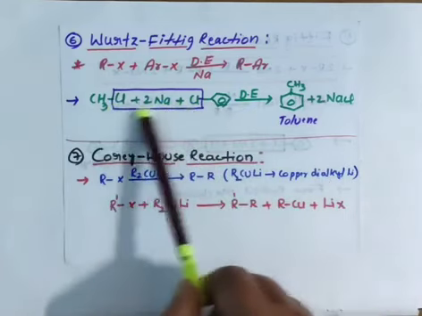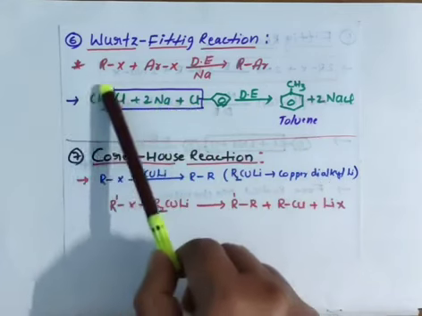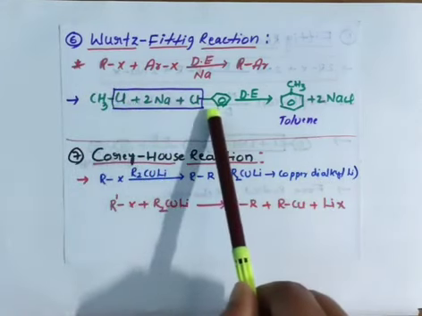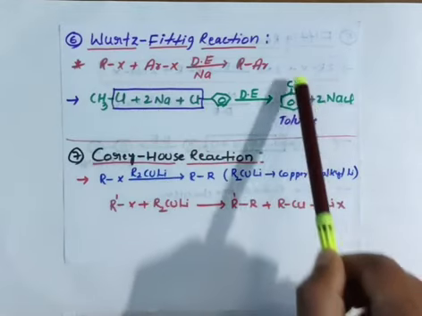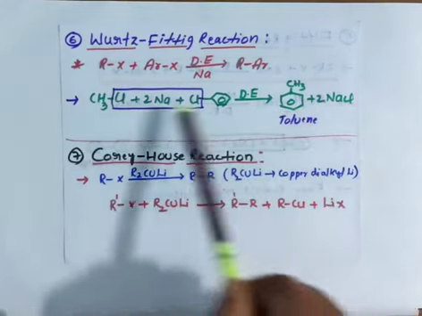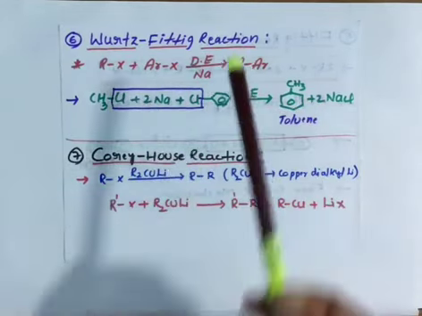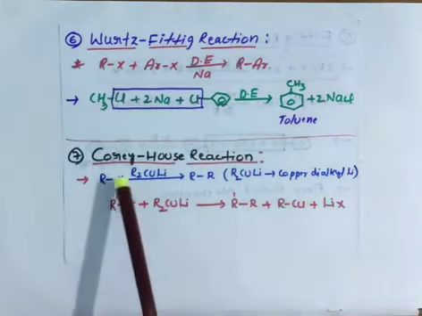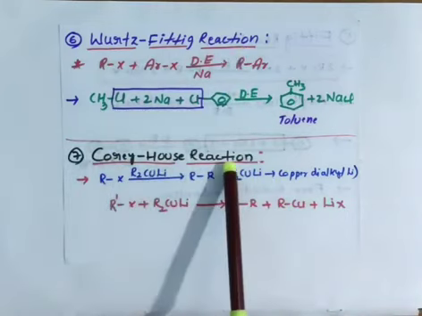See, this NaCl is removed. This methyl group, as an electrophile, is going to attack the phenyl ring. You are getting toluene, methyl benzene. This is Wurtz-Fittig reaction. And another important one, the Corey-House reaction.